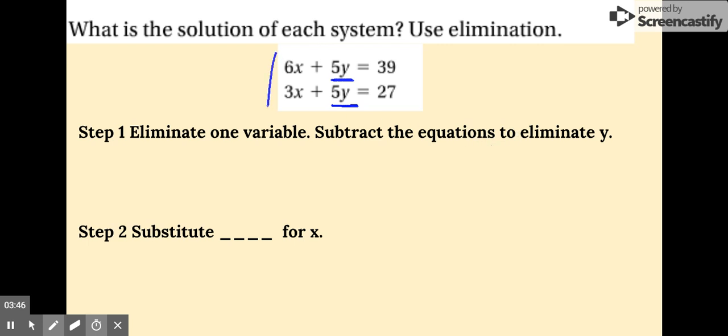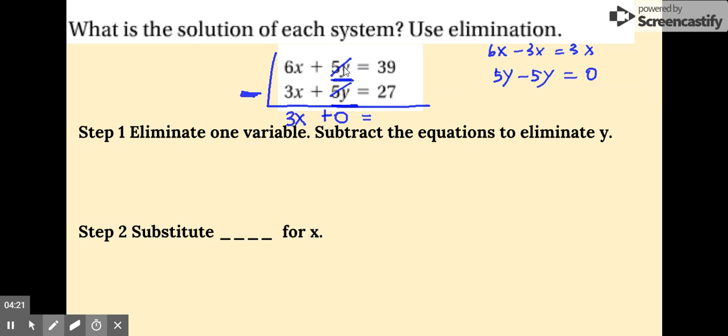What I'm going to do is subtract from the first equation the second equation. So now you're going to subtract 6x minus 3x. What's 6x minus 3x? 3x. And what's 5y minus 5y? I just did 6x minus 3x, which is 3x, and I just do 5y minus 5y. If you subtract these two, it will be gone, it's 0.